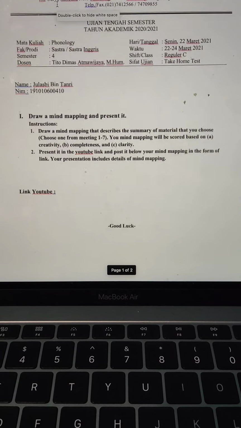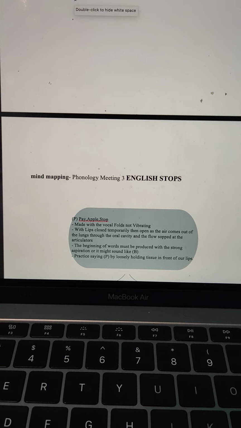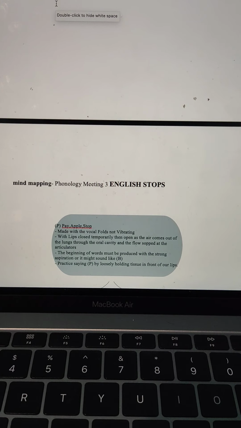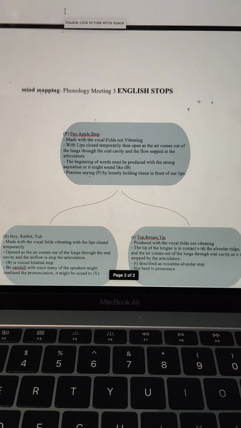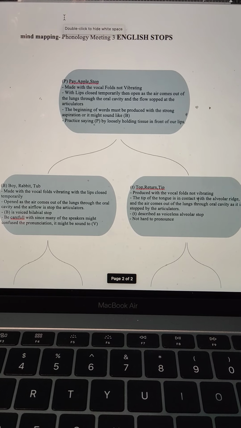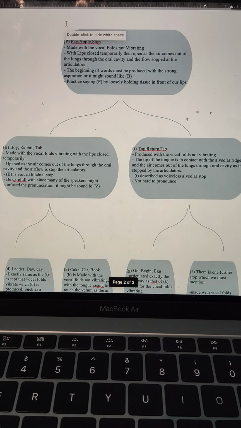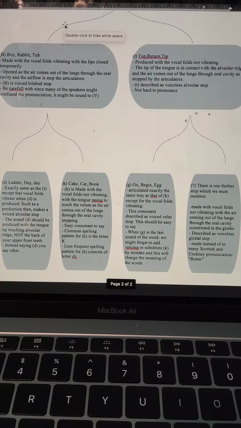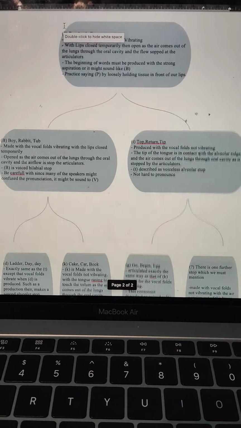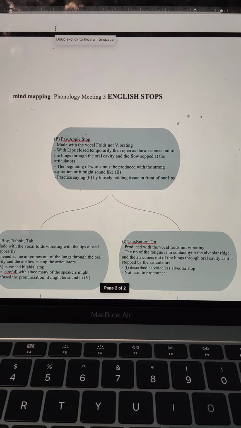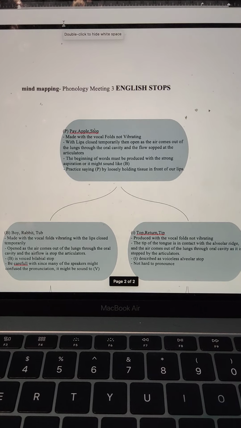So let me swipe down. We were instructed to use a mind map, so this is the drawing. As I mentioned earlier, I chose the English stops, and there are seven branches, like a chain, and this is all about the English stops. Okay, so let me start.